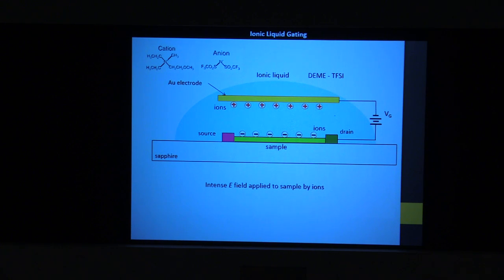Right? But chemists have developed this method called ionic liquid gating, and what you do basically is you immerse the sample in this organic liquid, and you apply a gate voltage on a gold electrode, and the ions separate, and they essentially coat the electrodes with a layer of charge. And this applies a very intense electric field on the sample.